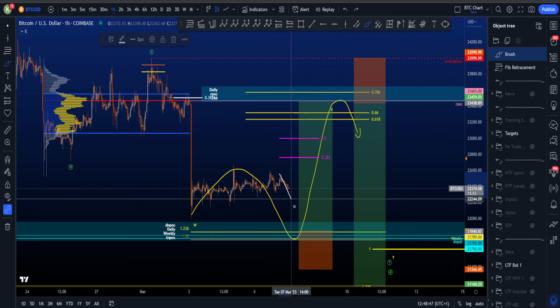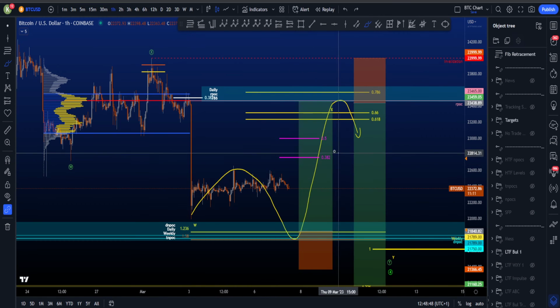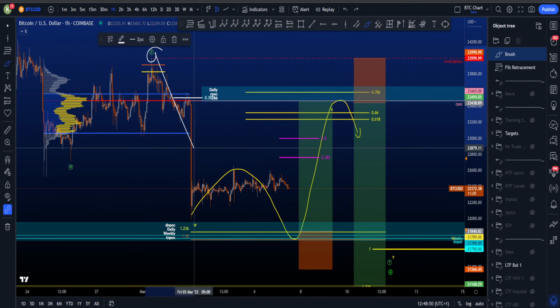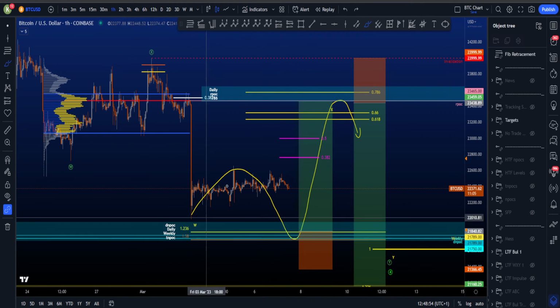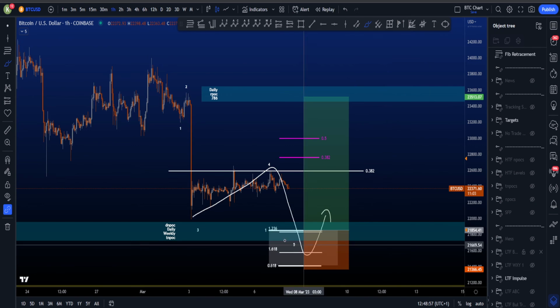So if price moves to the downside first and does not hit the 382 taken from X over here to W, this long can be quite interesting for the scenario on the chart right now, as well as this potential scenario where again it's basically the same trade, trading the long side.